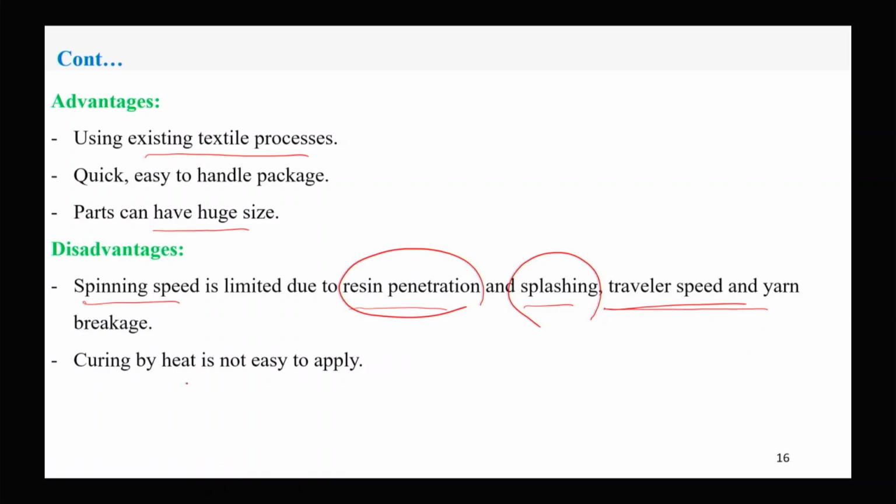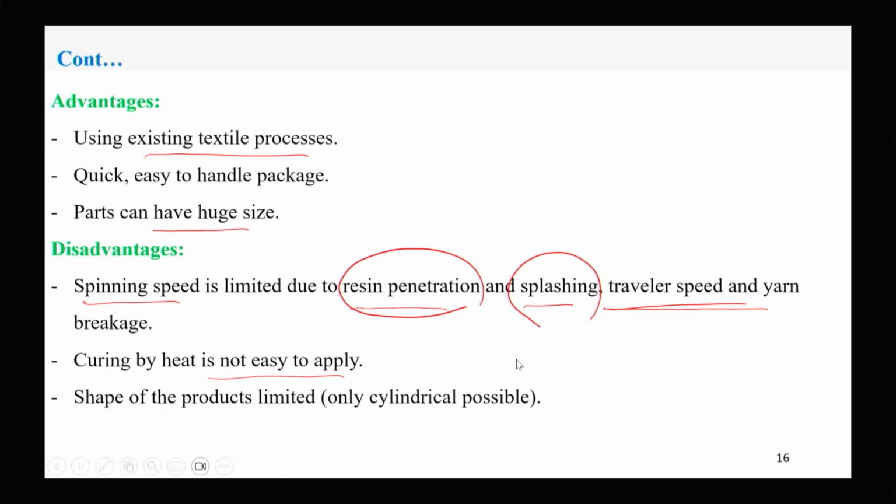So curing by heat is not easy to apply. Application of heat for curing is very difficult because of the huge size. If you have a very huge size, the curing is a little bit difficult, and mainly the problem is the shape, very limited shape. Mainly cylindrical shape is possible because it's a winding on a particular drum.